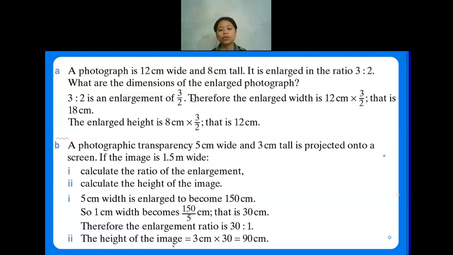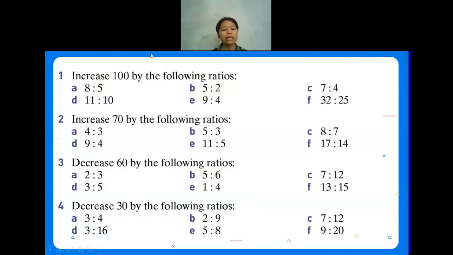Exercise 6.5 question 1. We have the number 100 and we need to increase it by the given ratio. Anyone want to help me? Teacher, I don't know how to do 1A. Can you please help me?